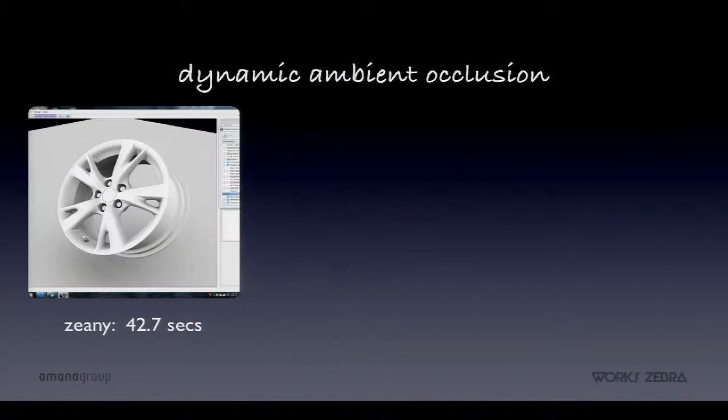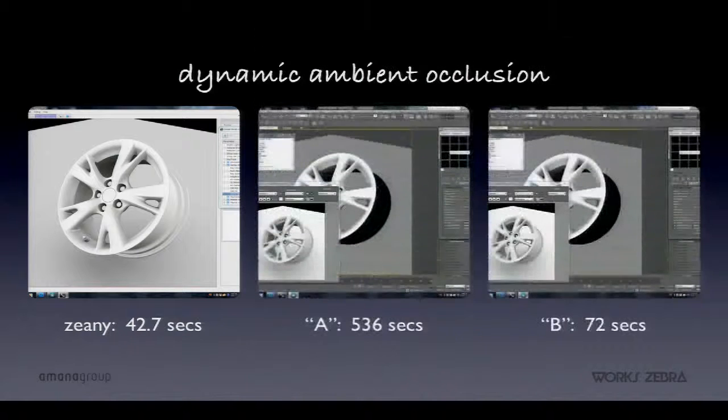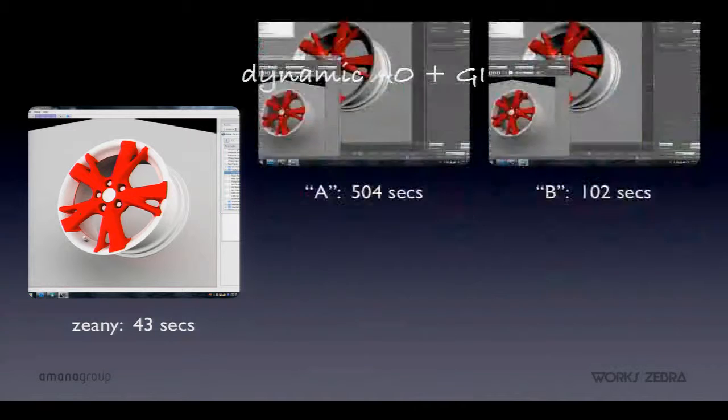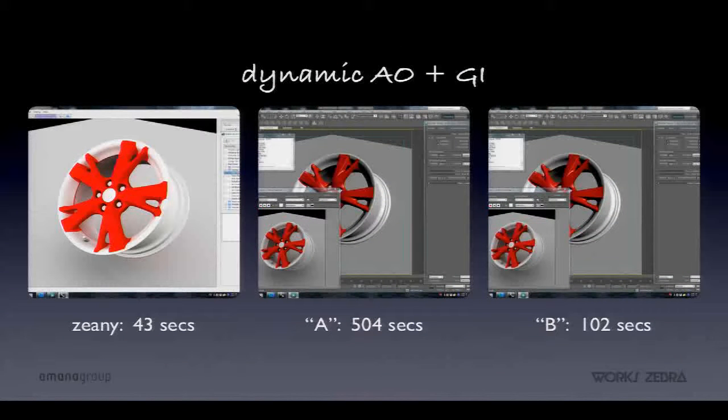For computational numbers here, this took 42 seconds to achieve the ambient occlusion, and respectively on the different ray tracers, 500 for one and 72 on another. So we don't have that crazy 100x here, but we still got a good lead. And on the AO and the GI, 43 versus 500 and 102. So we still got that lead.